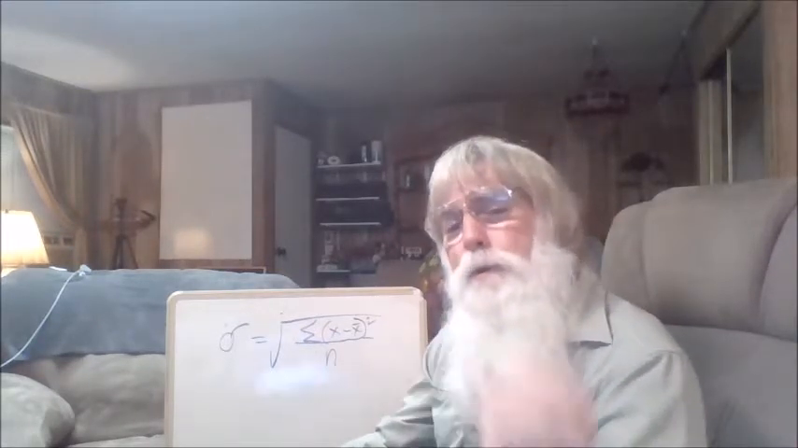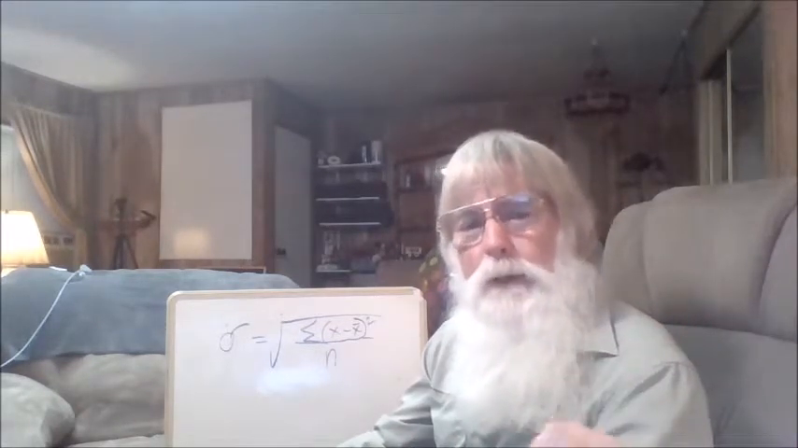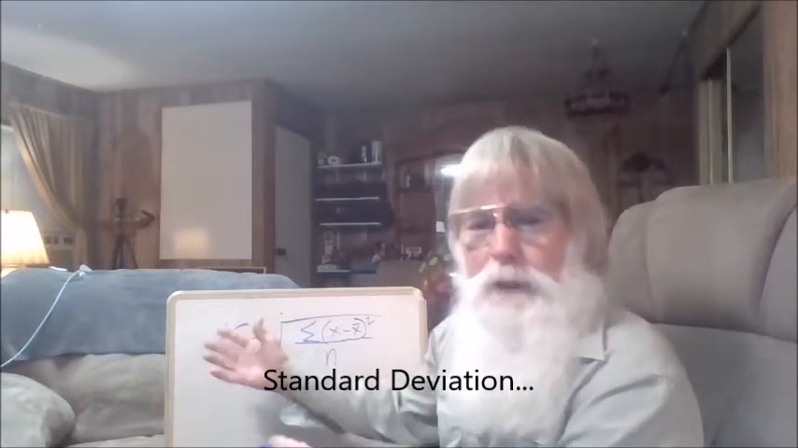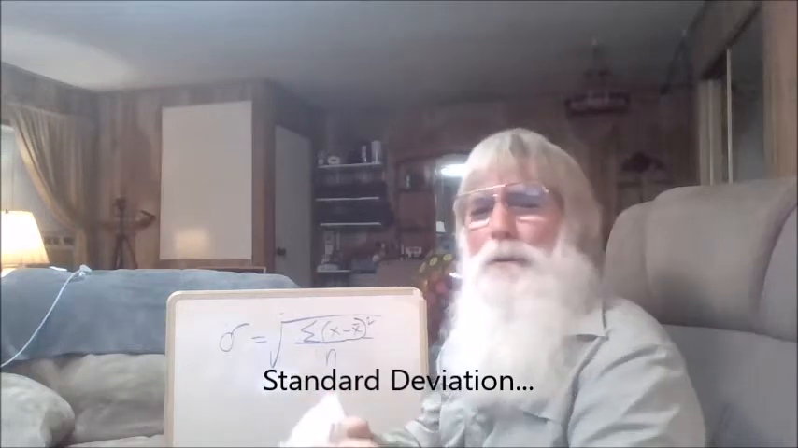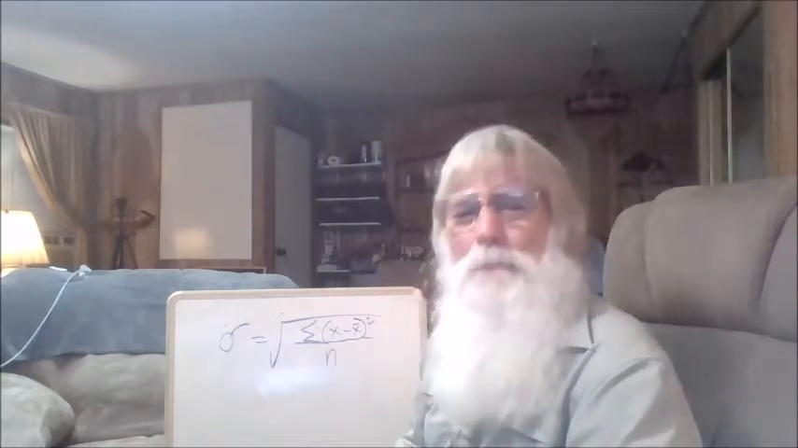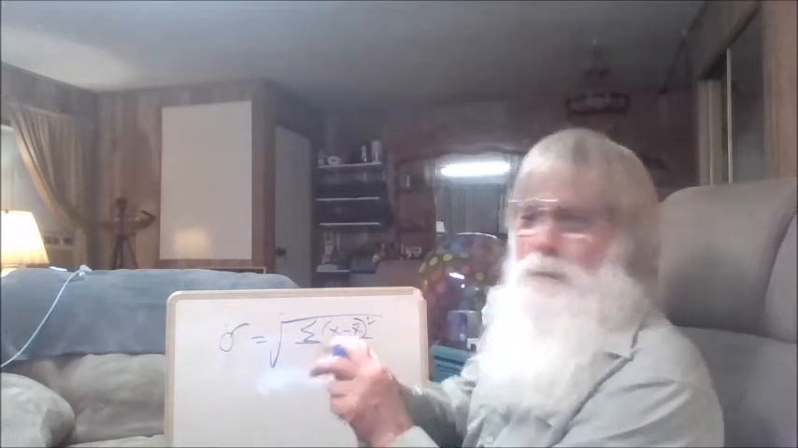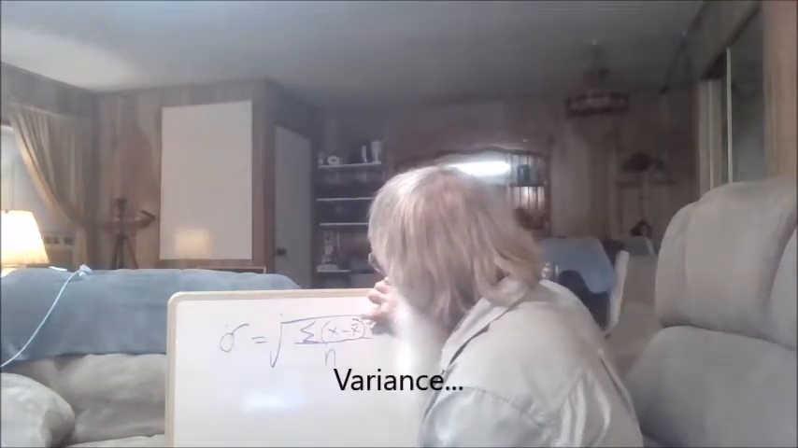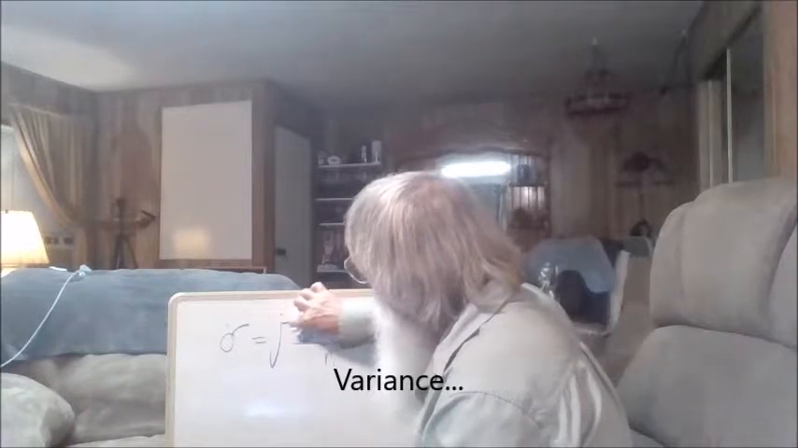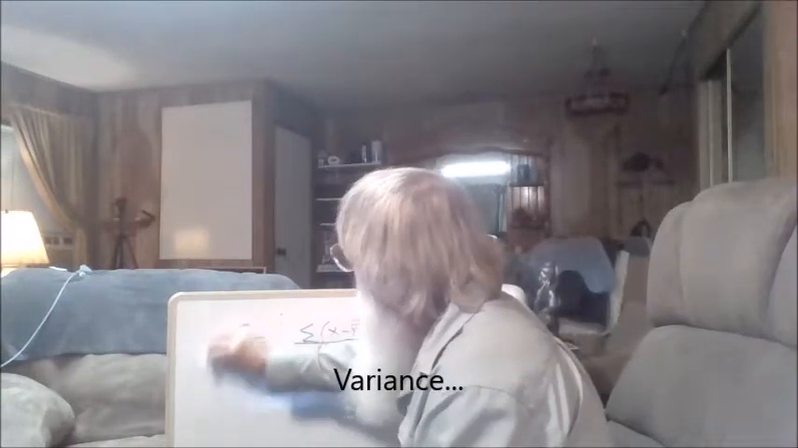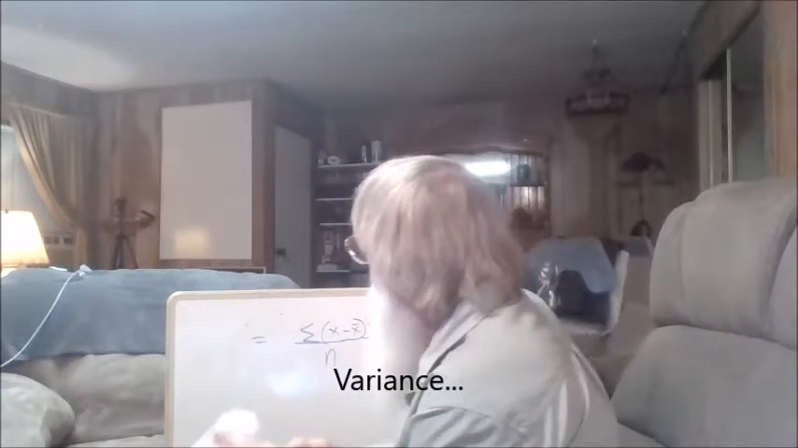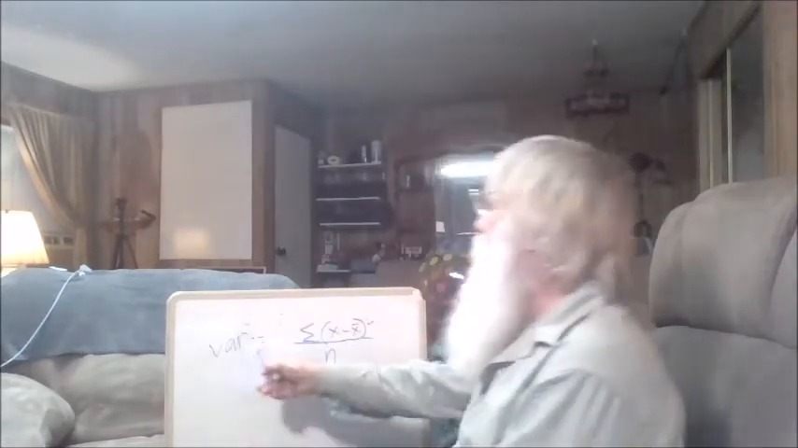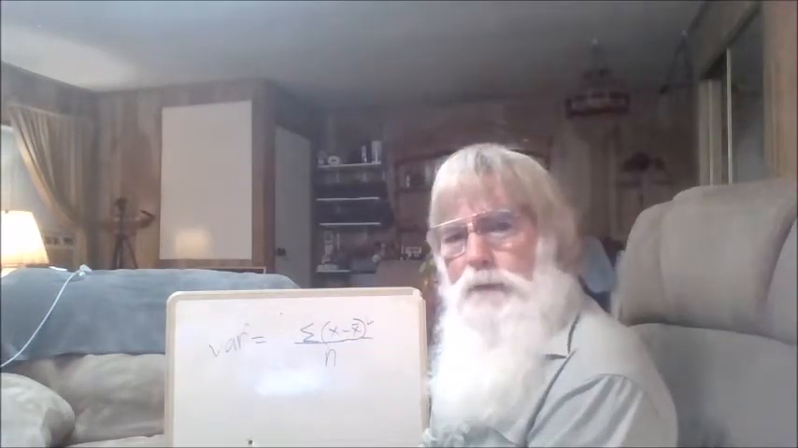And there are also three measures of dispersion, one of which is the standard deviation. It is probably the most often used measure of dispersion, but it is not the only one. If you take away the radical, you have what is called the variance. The variance is a measure of standard deviation.